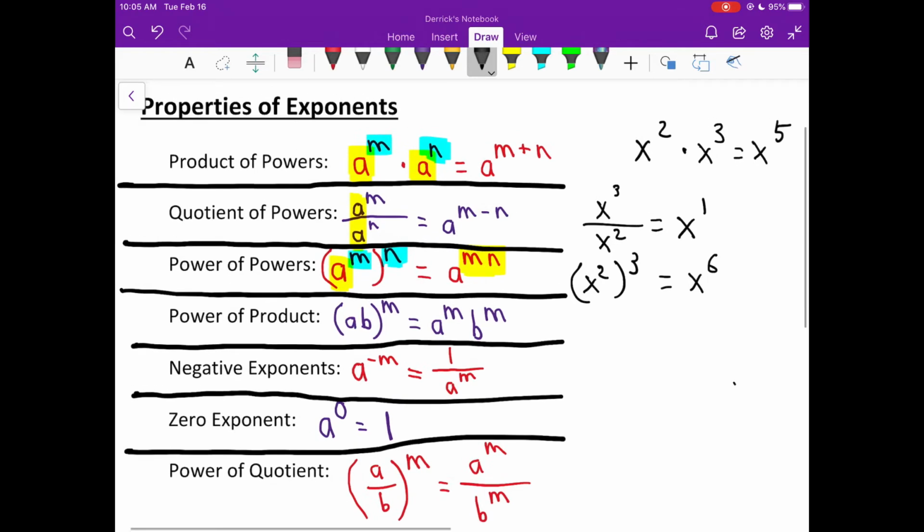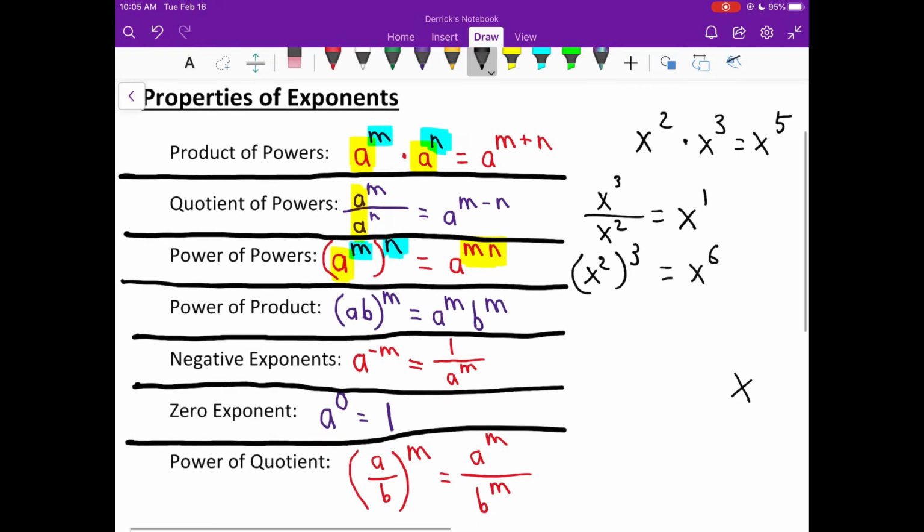The same way that if we write x, we don't always write that coefficient, but if you aren't shown a coefficient, there's always a 1 in front of that x, right? And the same way there's always an invisible 1 in front of that x, there's always an invisible 1 for the exponent unless we specify otherwise. So when we're looking at power of a product, we have an a to the first and we have a b to the first.